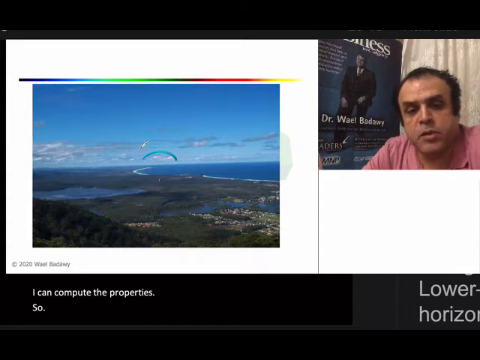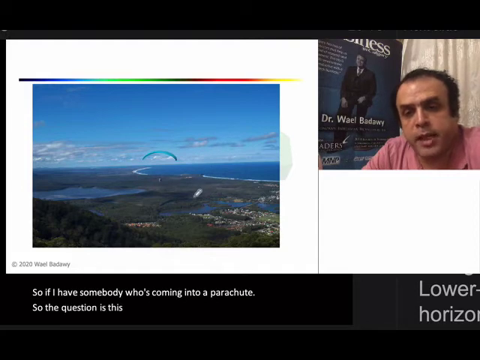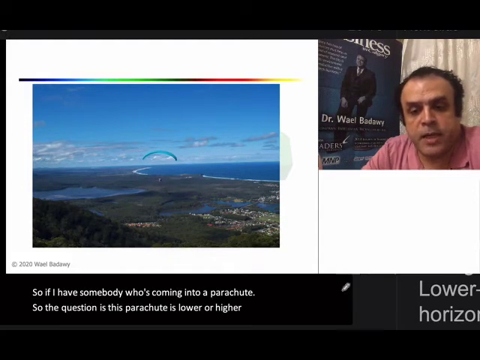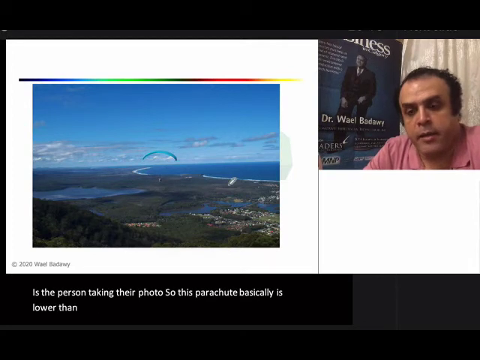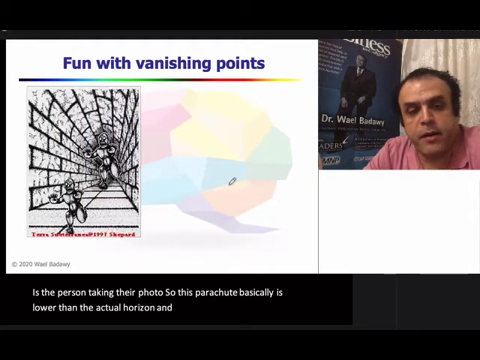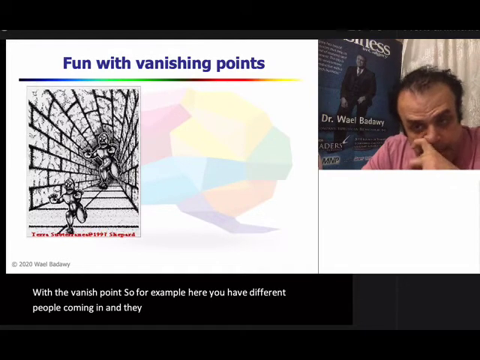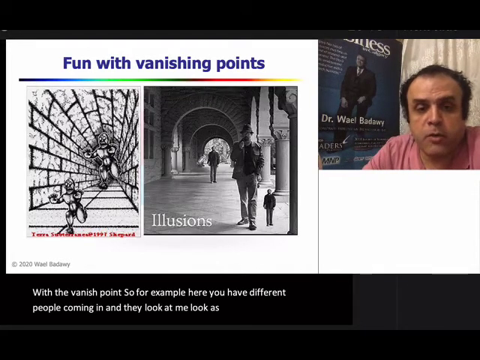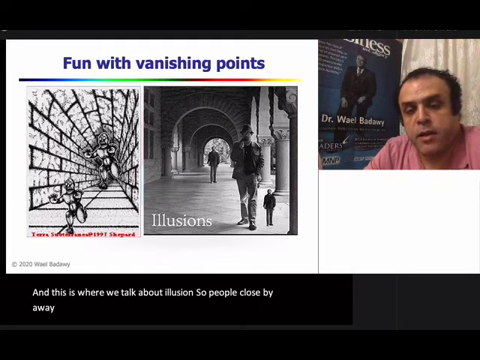So if I have somebody who's coming in on a parachute, the question is, is this parachute lower or higher than the person taking the photo? This parachute basically is lower than the actual horizon, and I can have fun with vanish points. For example, here you have different people coming in, and they may look like different sizes, and this is where we talk about illusion. So people close by, away from the vanish point, will have different sizes.